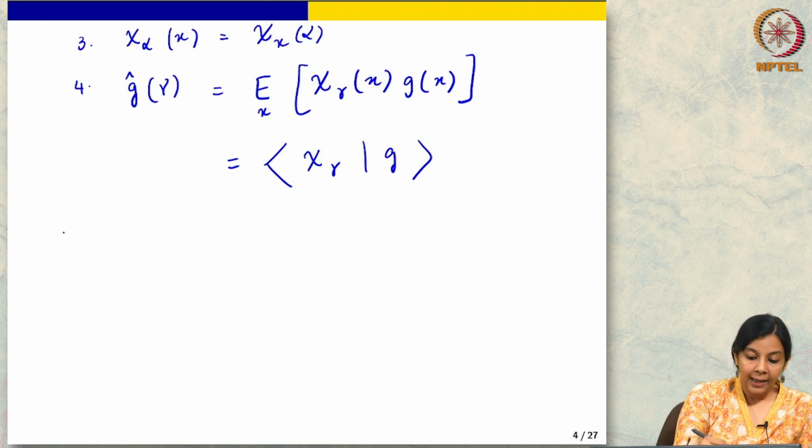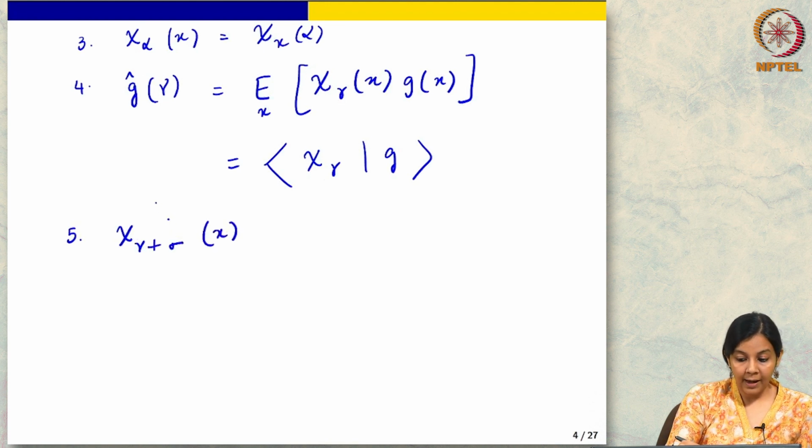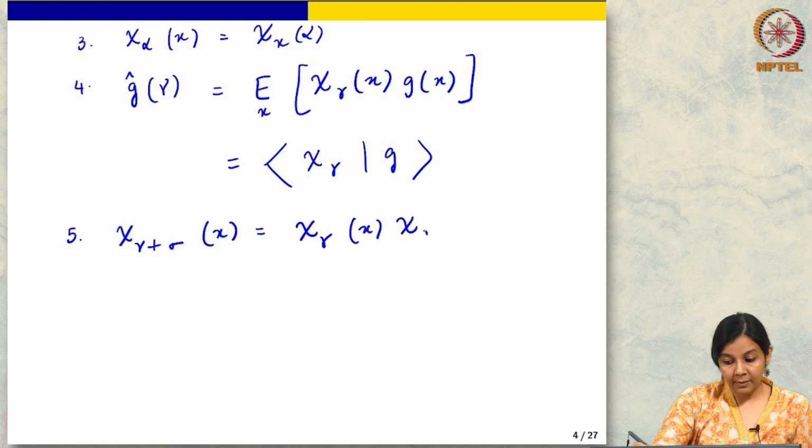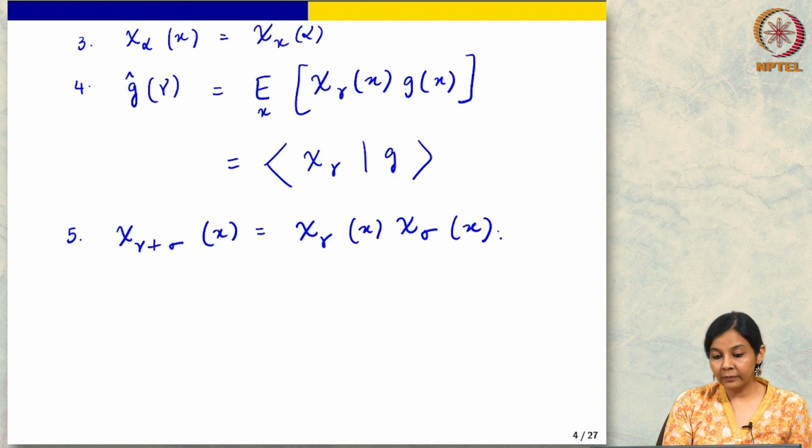And then another property which we used is this: chi of gamma plus sigma x is equal to chi gamma x times chi sigma x. This is of course what we want for it to be a character. This is the homomorphism property.